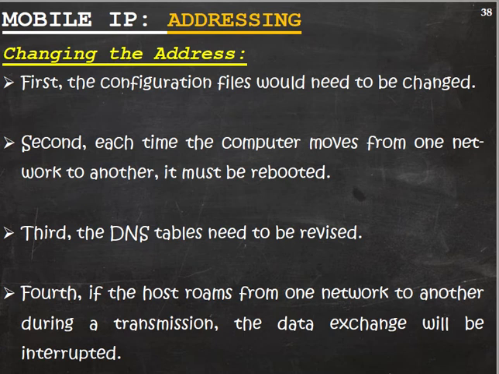And the last one is that if the host roams from one network to another during transmission, the data exchange will be interrupted. Whenever data transfer takes place, the host has to stay in one particular network. You should not move from one network to another when communication is taking place, because that will result in interruption. So these are the four drawbacks when it comes to changing the address.